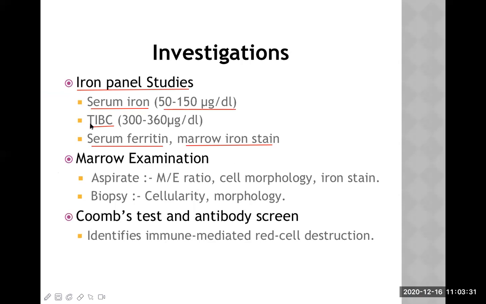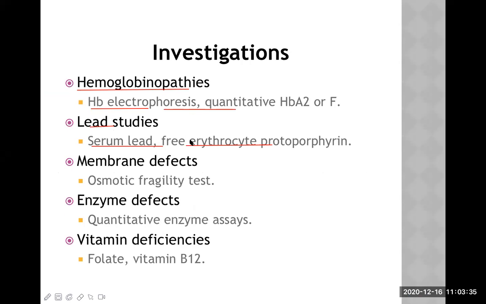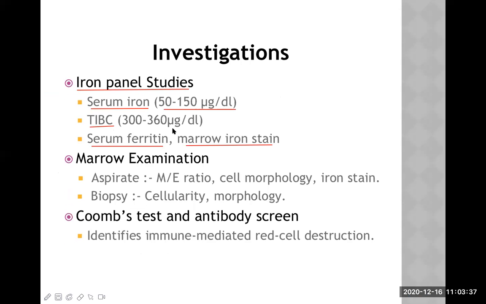TIBC is total iron binding capacity, and this is the normal value. Now, if TIBC is increased, what does that mean? Anyone? Iron deficiency anemia, sir, because there is no iron, that's why total iron binding capacity is increased. Most of the iron has been bound to the transferrin. So do we say we have less iron?